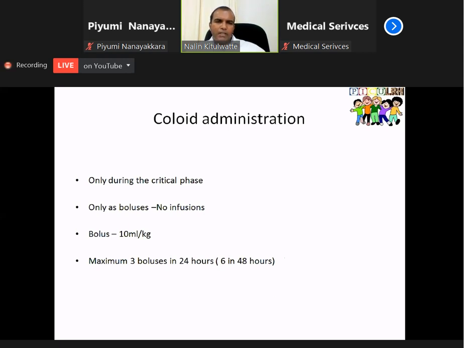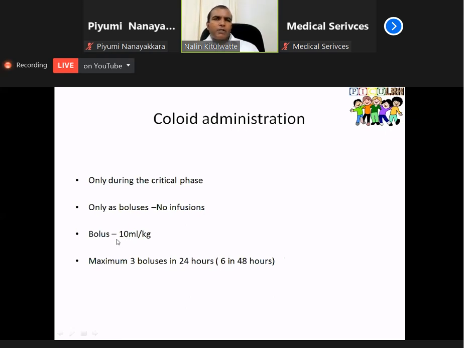Maximum 3 boluses in 24 hours, and 6 in 48 hours. So this is about the colloid administration. Only during the critical phase, only as boluses, no infusions. Bolus is 10 ml per kilo. Sorry about this. So this is colloid administration.